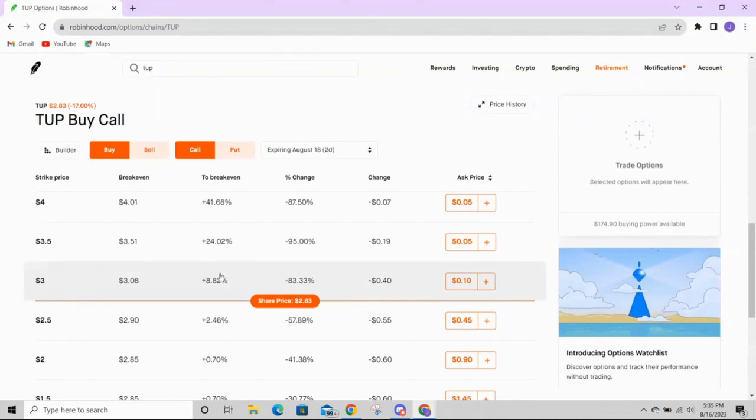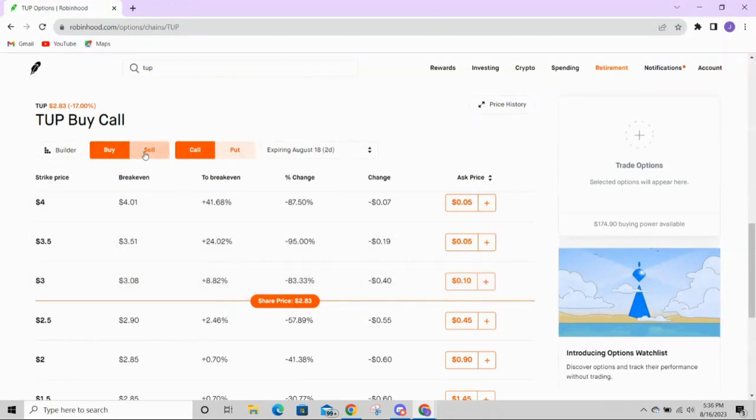So if you remember how I told you earlier how it can technically be in the money but still a losing deal, that's what this break-even price is. The share price would have to get over $3.08 for you to start getting into the profit, or it's got to increase 8.82%.